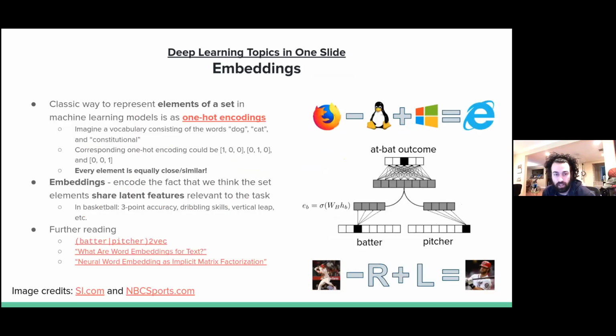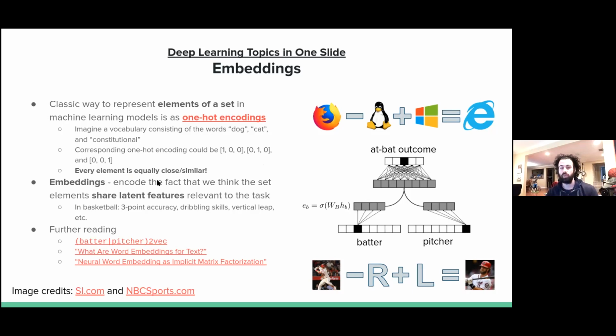Another important concept here is the notion of embeddings. A lot of you are probably already familiar with embeddings as well, but just to reiterate what they are, the classic way to represent elements of a set in machine learning models is as one-hot encodings, where you basically have a vector of zeros that's the size of the number of elements in your set, and you put a 1 in a slot to indicate a specific element of your set. So for example, if you had a vocabulary consisting of the words dog, cat, and constitutional, you could develop corresponding one-hot encodings that are each a vector that is 3 elements long. And then you could have a 1 in the first slot for dog, a 1 in the second slot for cat, and a 1 in the third slot for constitutional.